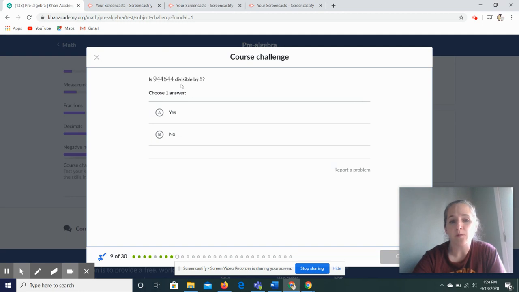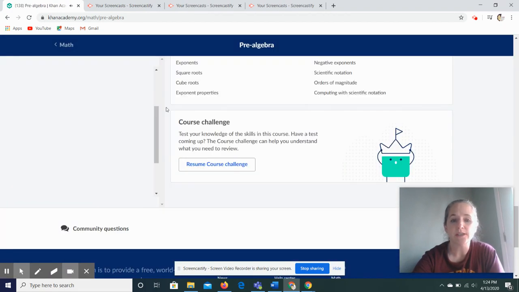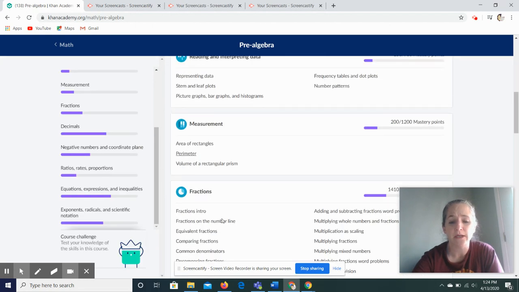Is this number divisible by 5? Well, it ends in the number 4, and we know for a number to be divisible by 5, it has to end in either 5 or 0, so the answer would be no. So you're going to do that. You're going to work through the 30 questions, and you're going to see how you do on it.